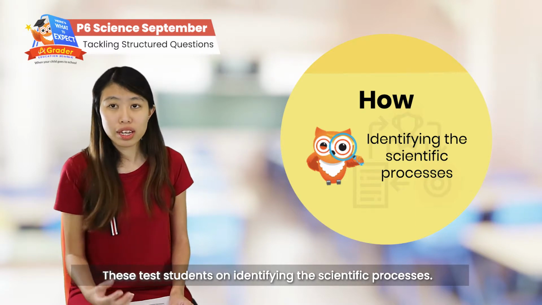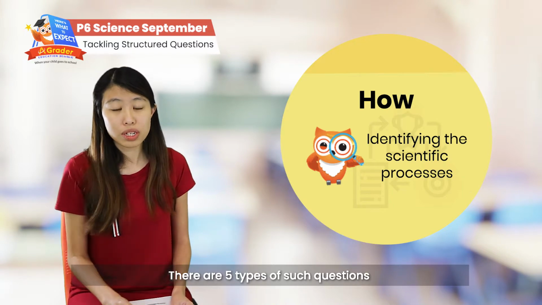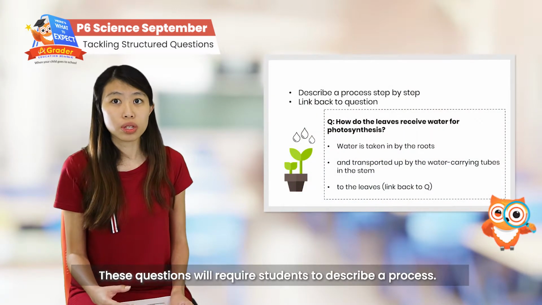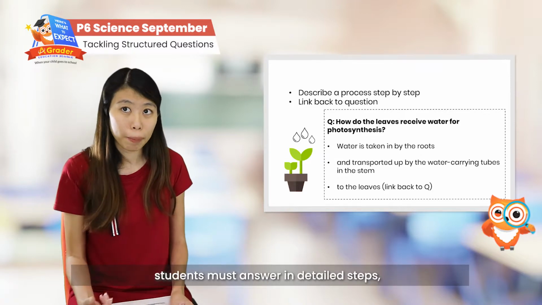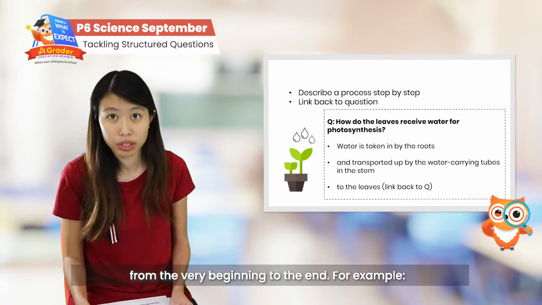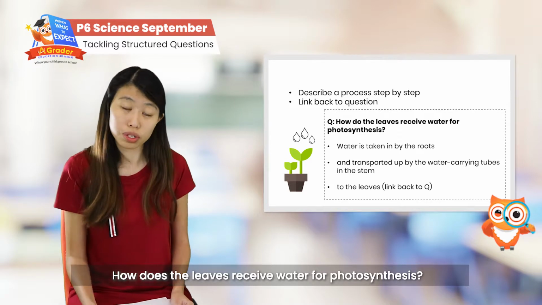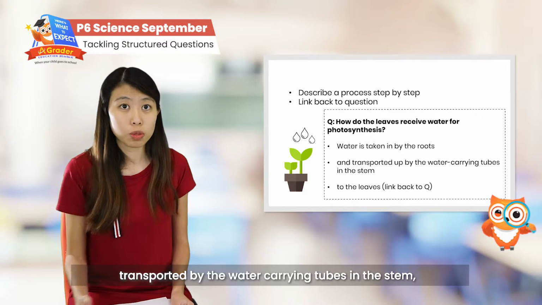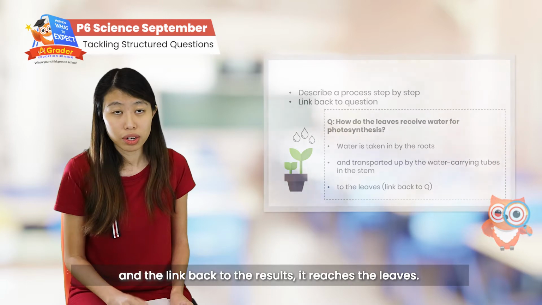These test students on identifying scientific processes, and the keyword in the question will be firstly method. So these questions will require students to describe a process. So when you see the question on how or what happened, students have to answer in detailed steps from the beginning to the end. For example, how do leaves receive water for photosynthesis? The beginning is water is taken in by the roots. Next step, transported by the water carrying tubes in the stem, and the end result is it reaches the leaves.